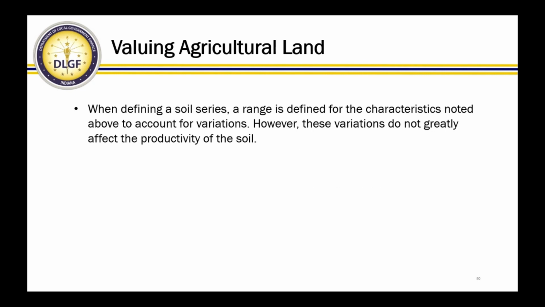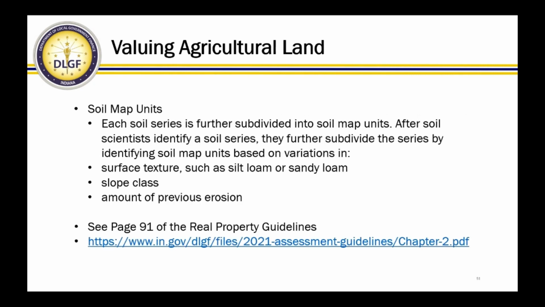In terms of defining the soil series, there's a range to account for the variations, but these variations don't greatly affect the productivity of the soil. So in other words, you may have 2 or 3 different types of soils on a parcel, and the productivity factor may be 15%, 16%, 17%, but it's not going to be a huge wide variation, or probably won't be a huge wide variation.